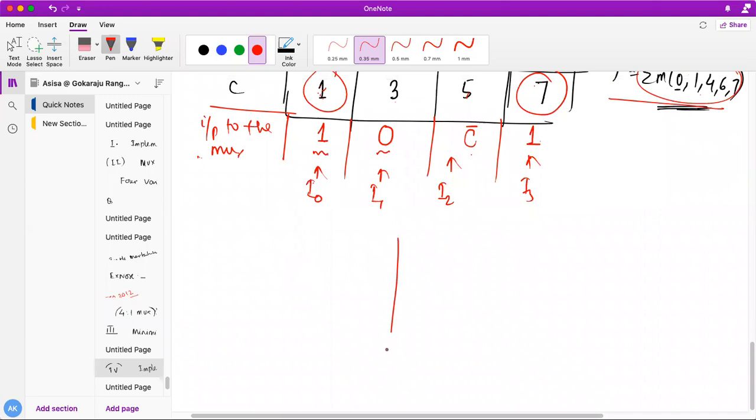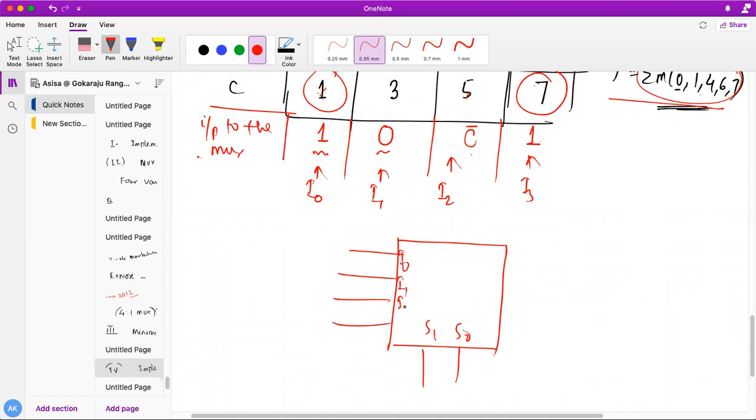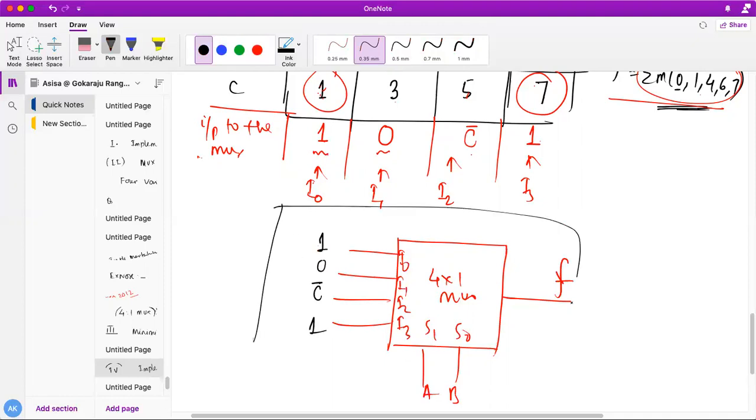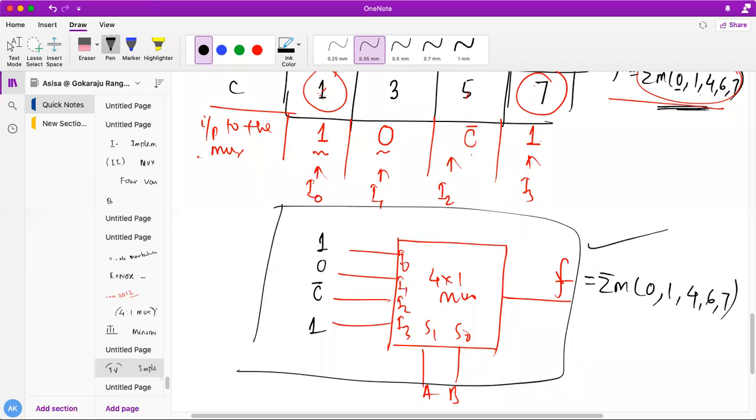4 cross 1 MUX of this particular logic equation is nothing else. This is my select line S1, S0. This is my I0, I1, I2, I3, and this is my function, which is F, and this is my 4 cross 1 MUX. So I have just connected AB here, and these inputs to the MUX depend on the C, 0 or 1. So I0 is 1, this is 0, this is C bar, this is 1. Over. This is only the implementation of the given function, which is F is nothing else, summation of m 0, 1, 4, 6, 7. Do you all understand or any doubt, students?